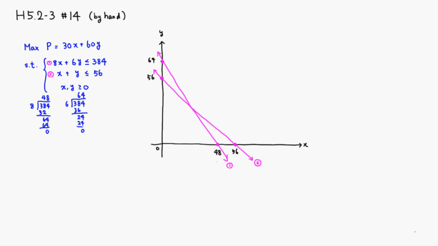Then we have to shade. I'll check the origin again. The origin (0, 0) satisfies both of these inequalities, so you pick the lower half plane. Combining those two, it has to be below this line and below that line. So the feasible region is this region right here.